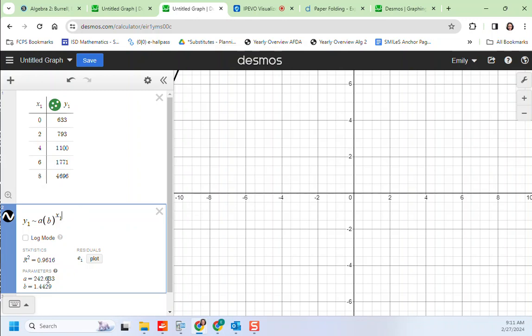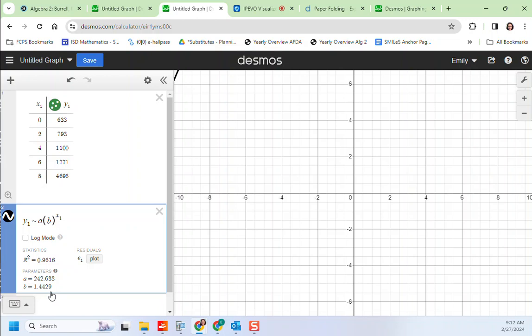And so if you did it correctly, you should get the same A and B values I got. I have 242.633 and I have 1.443. I'm going to round that too. Does anybody have a question about how to get those values? Raise your hand if you have a question. It could be a very easy fix.